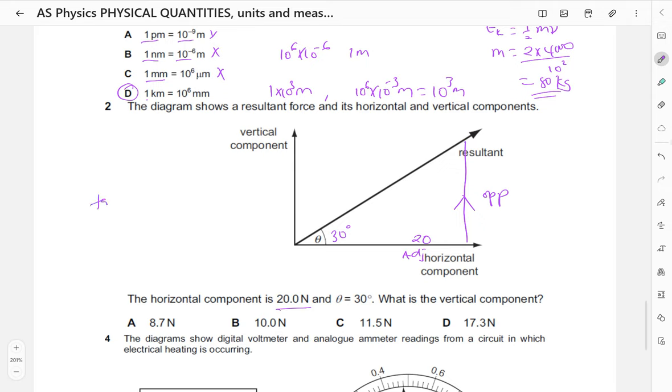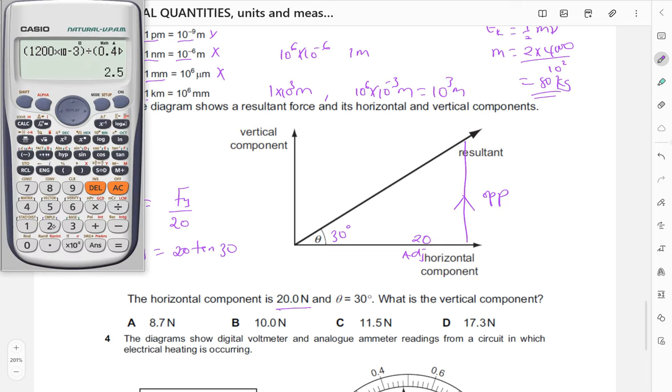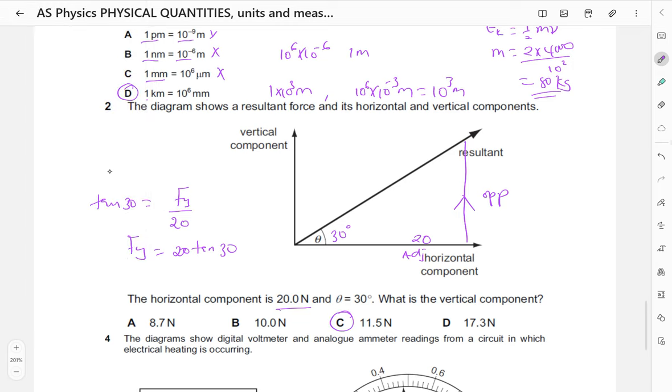So the tan of 30 is equal to the opposite, which is the vertical component of the force, over the adjacent, which is given as 20. So the vertical component is going to be 20 tan 30. That gives us 11.5, which makes our answer C. So this is 11.5.